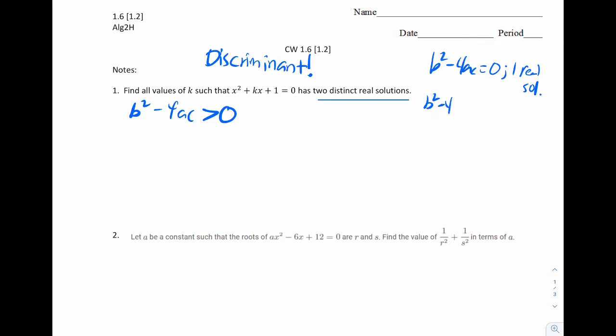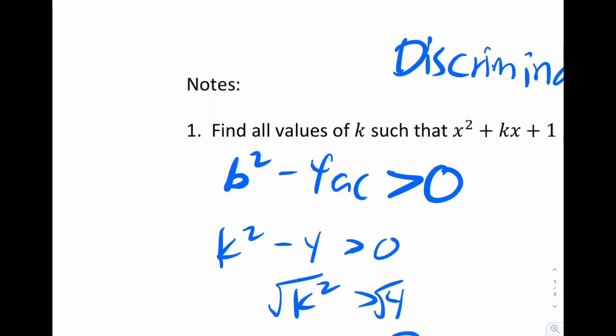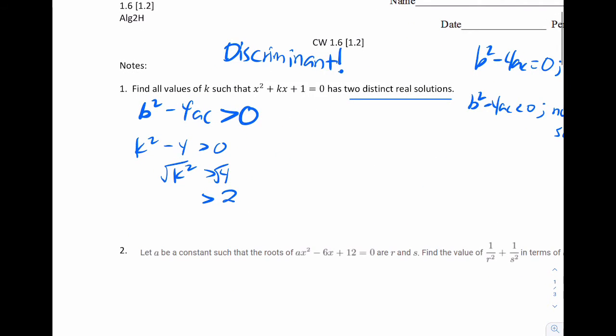And if it's less than 0, that means there's no real solutions. So quickly, let's plug it in. This would make k squared minus 4 greater than 0. Now we're going to move that 4 over, and you square root. This is the part we've been practicing in class. The root of 4 is simply 2, but the root of k squared, recall that this is the absolute value of k.